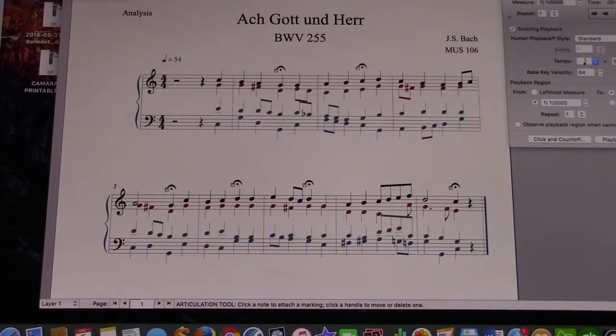So what I'm going to do is I'm going to play the piece first for you so that you can hear what it sounds like. This is using Finale sounds.